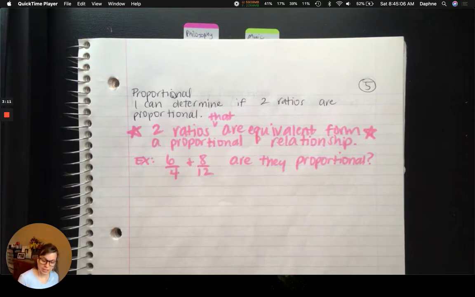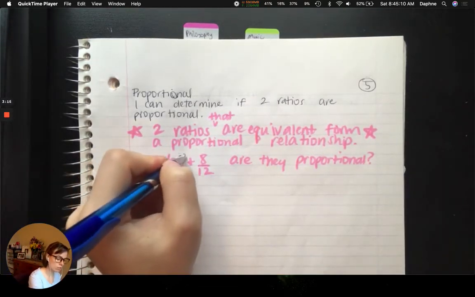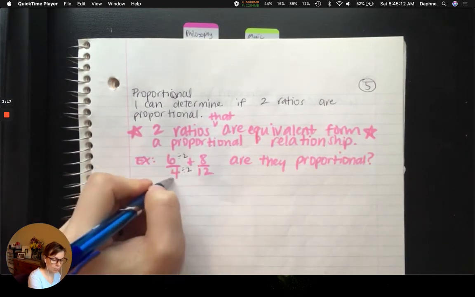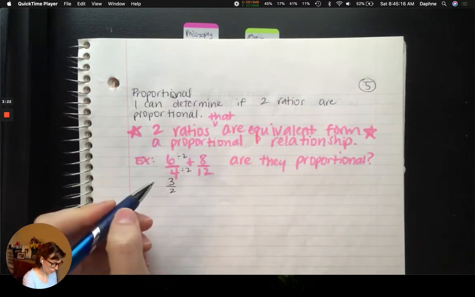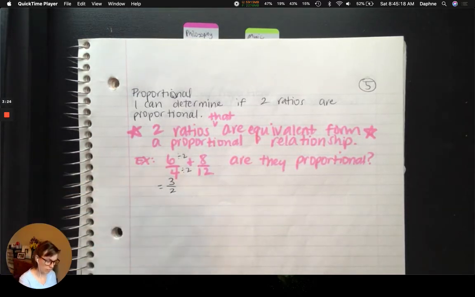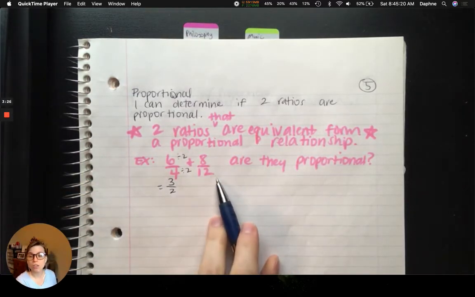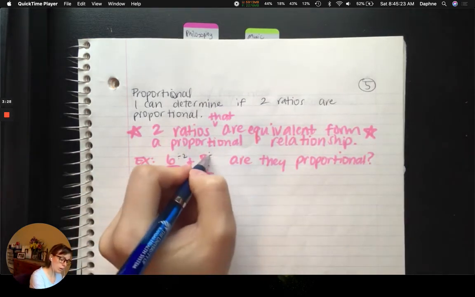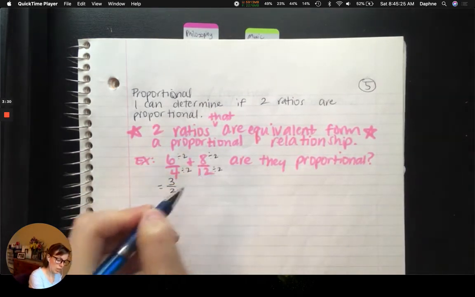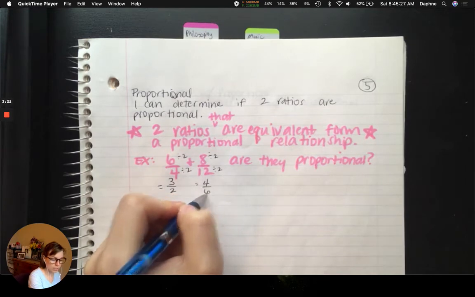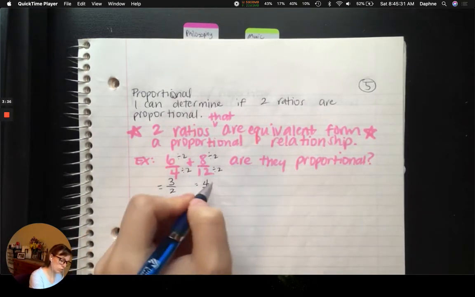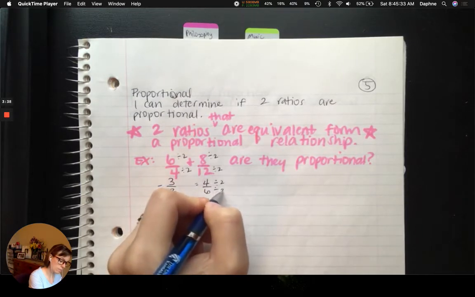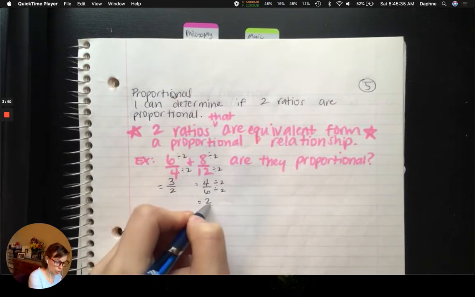So, 6 and 4, they're both even, so I can divide by 2. Divide by 2. I'm going to end up with 3/2, and that's as far as I can go, okay? So that's this equivalent ratio. Okay, 8 and 12, they're also both even, so I'm going to divide by 2. I'll end up with 4/6. Well, this is still, I can still divide by 2, so dividing by 2 again, and I get 2/3.